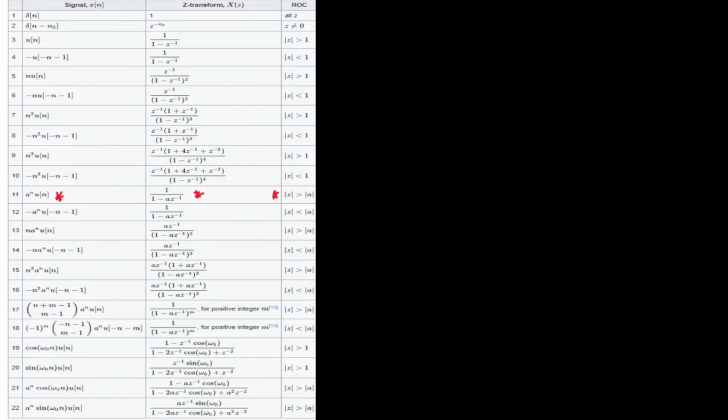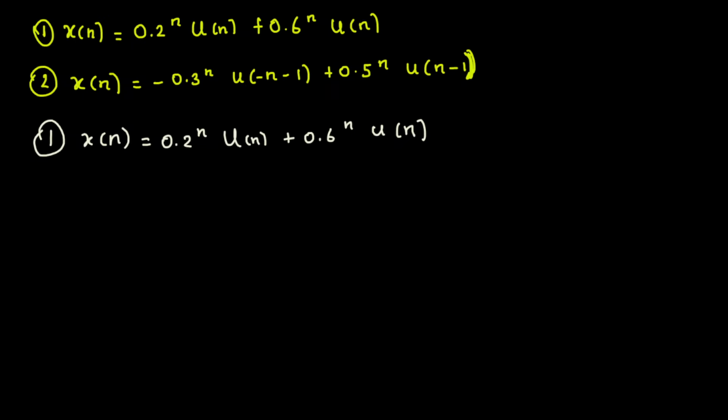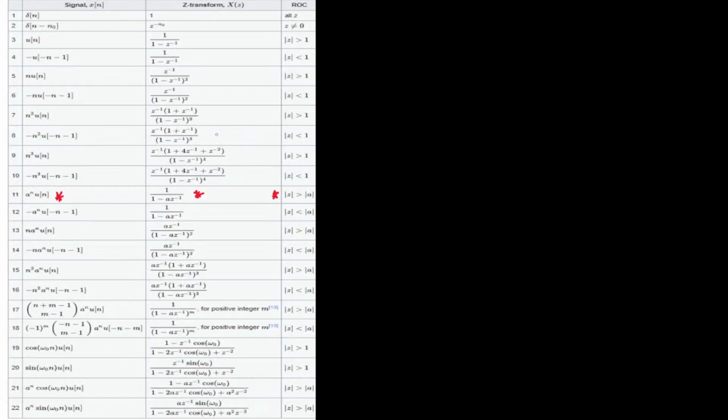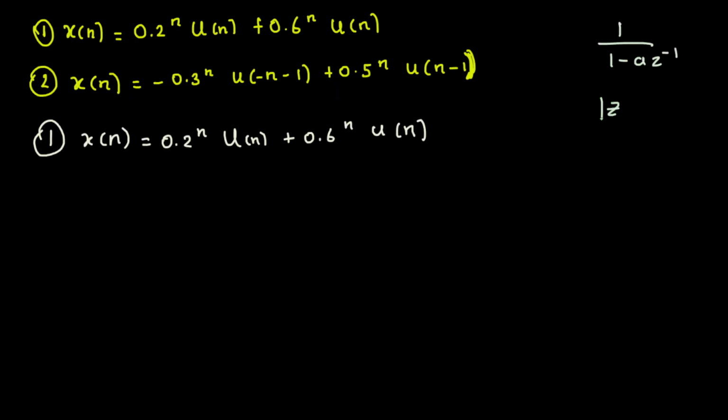Let's copy this one down. 1 over 1 minus A Z power minus 1. Let's note this one separately here. Okay, that's the Z transform, and the region of convergence is Z is greater than A.